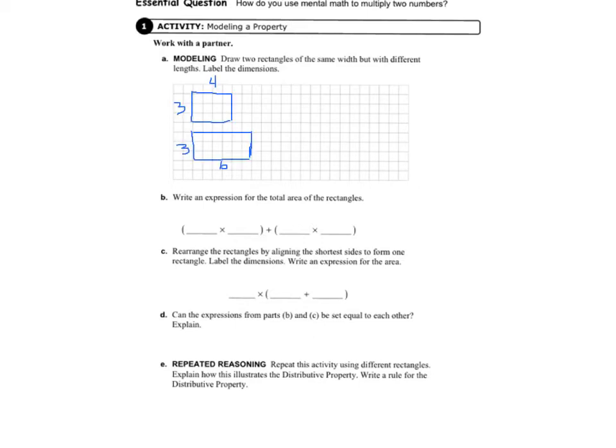Letter B says write an expression for the total area of the rectangles. So that's both of the rectangles put together. So our rectangles are 3 by 4 and 3 by 6. So we're going to write 3 times 4 plus 3 times 6.